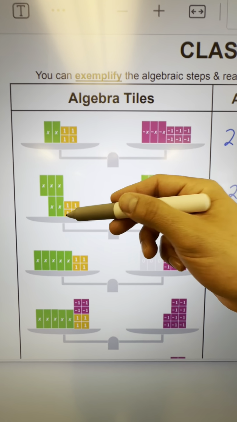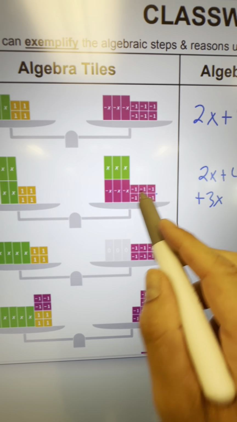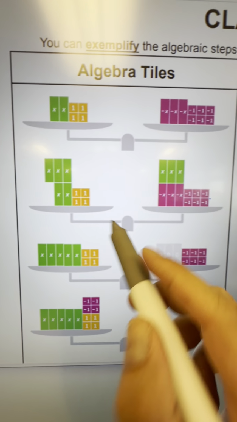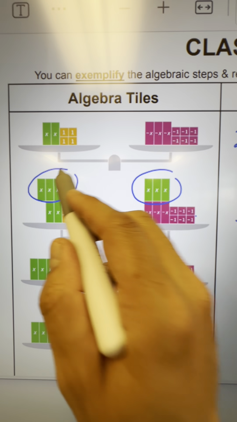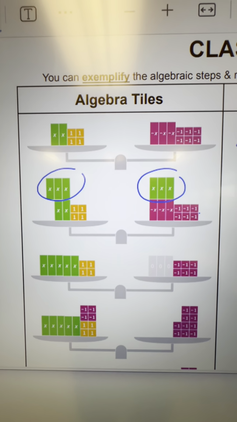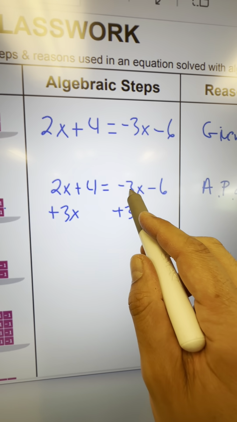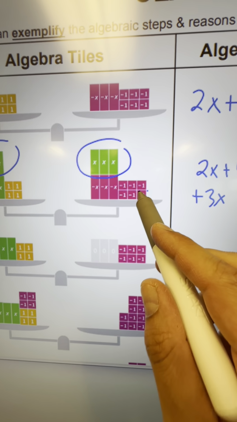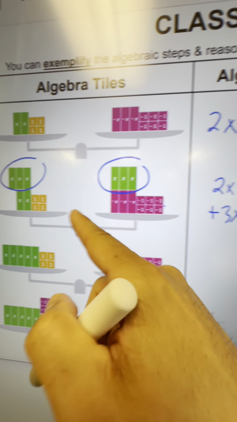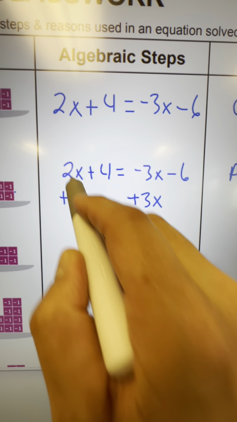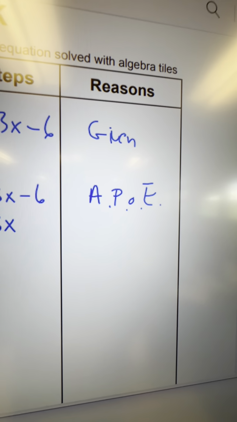All right, now looking at the next step, you can see here we still have our negative 3x minus 6 here, and we still have 2x plus 4 here. What's different is that we have 3 x's on both sides now. So we added 3 x's on both sides. The way we show that work algebraically is to copy the original, because we still have 2x plus 4 and negative 3x minus 6, except now we're adding 3x to both sides. So I put plus 3x here, plus 3x here, and when I add the same thing to both sides, this is called the addition property of equality.